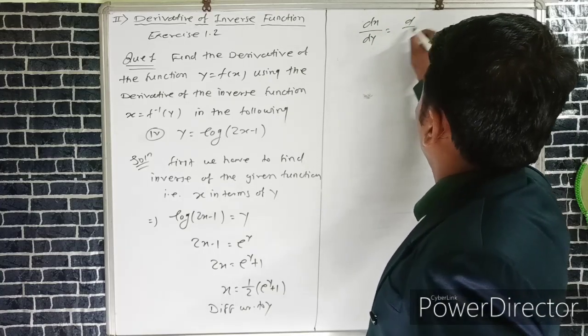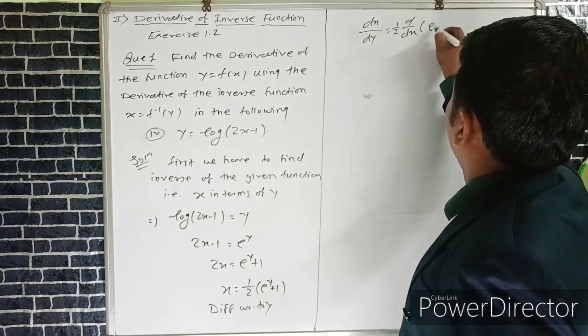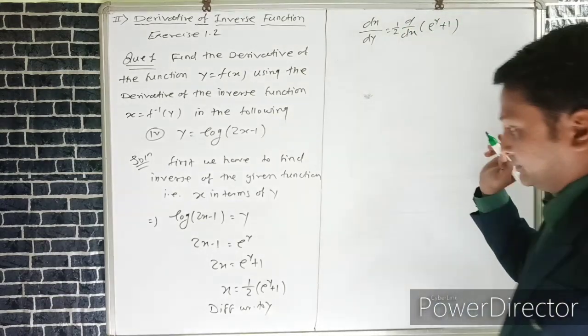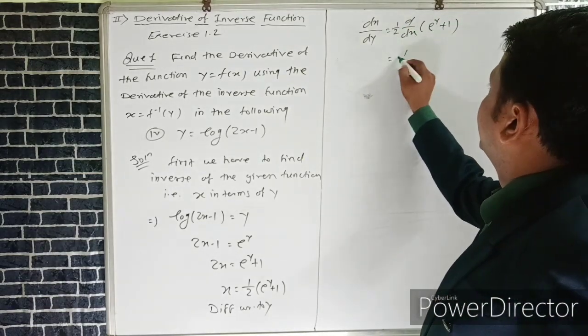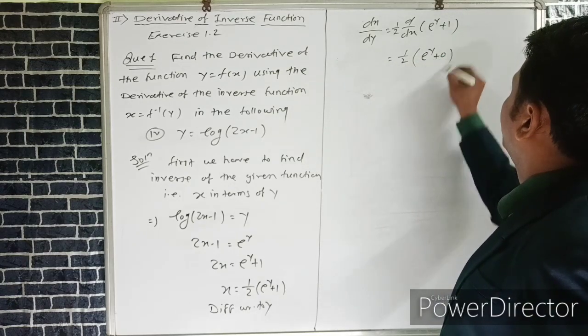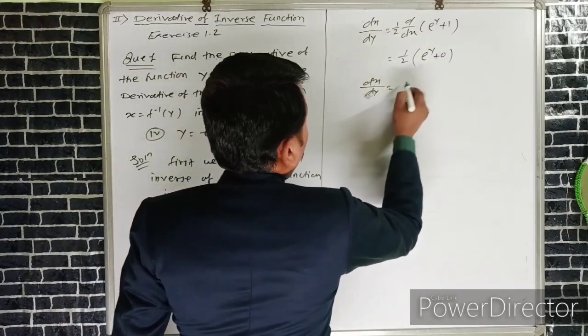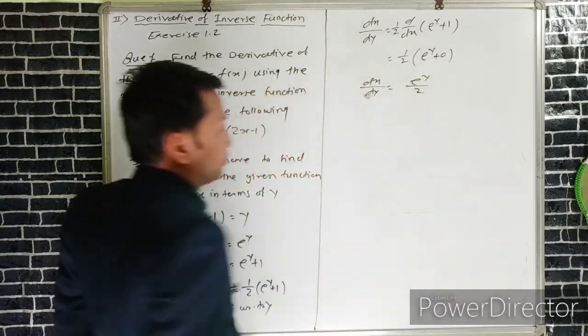is equal to the derivative of 1 by 2, which is a constant, times e to the power y plus 1. Now 1 by 2 as it is, the derivative of e to the power y is e to the power y, and the derivative of 1 is 0. Hence we can write dx upon dy is equal to e raised to the power y upon 2.